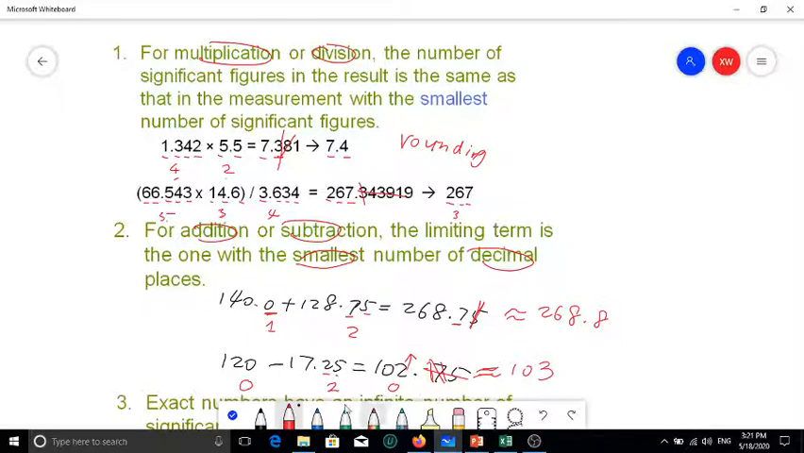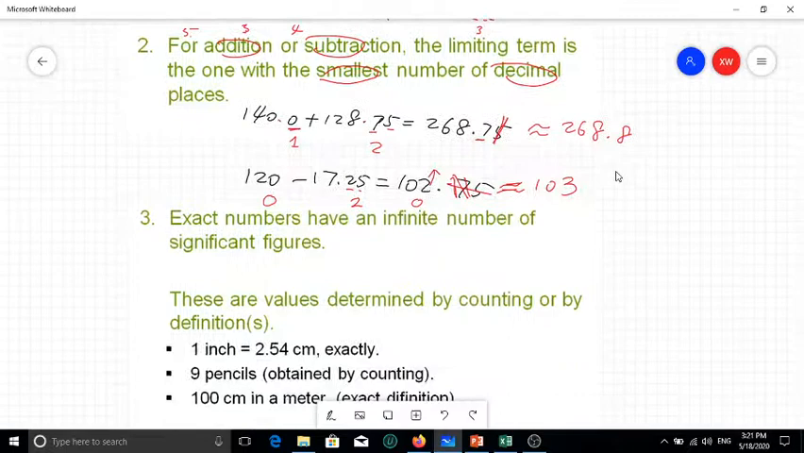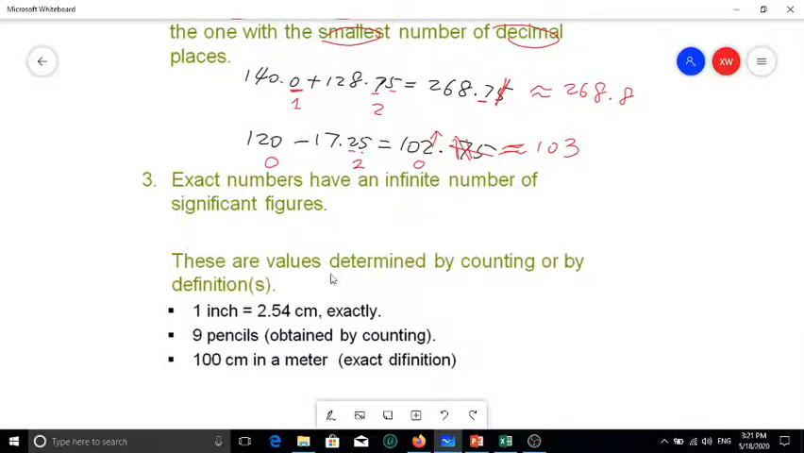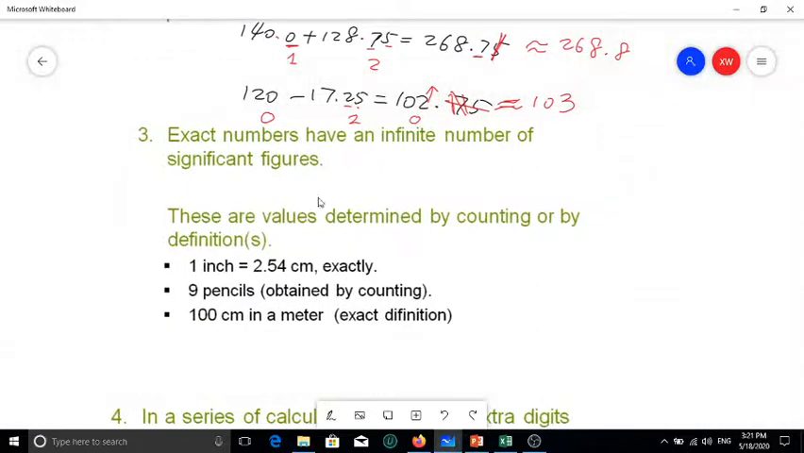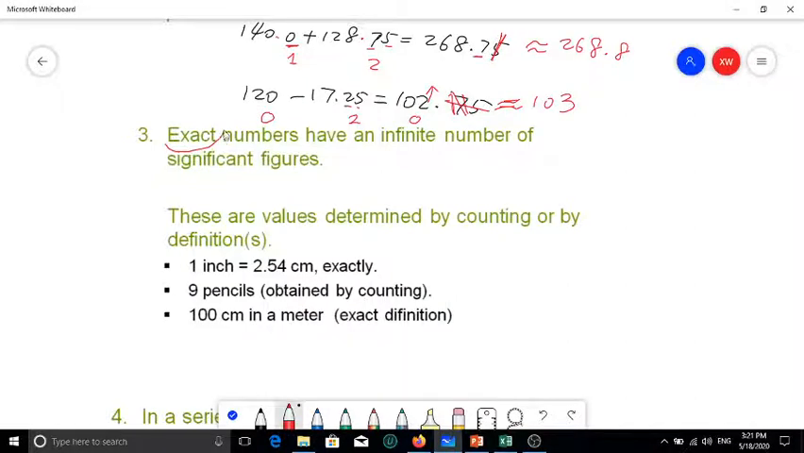Now there's one more thing we need to learn before we move on to more complicated calculations. Is it the case that we have to count sig figs or decimals all the time with all of the numbers? Not really. There are some numbers where you don't have to count either significant figures or decimals, which are called exact numbers. Now don't confuse this with whole numbers.